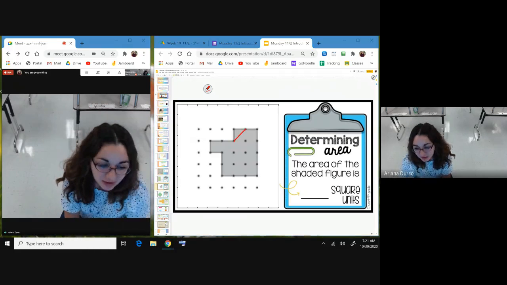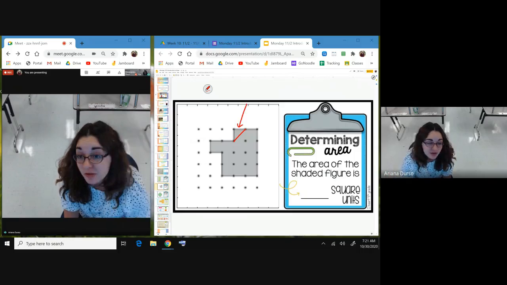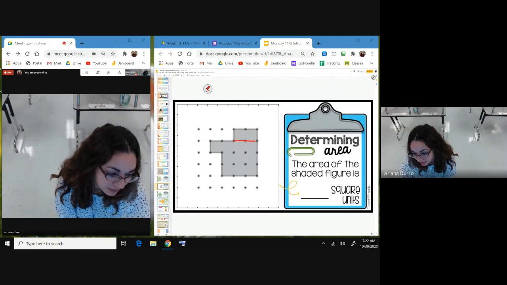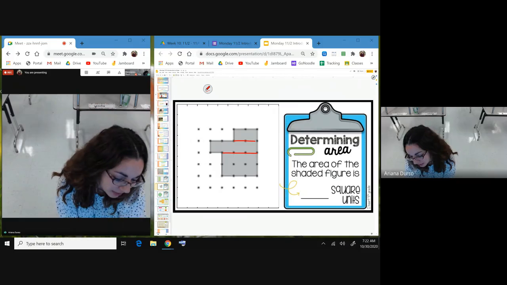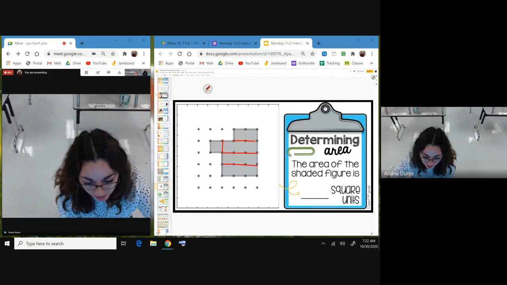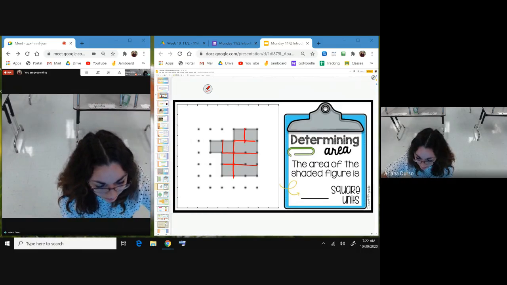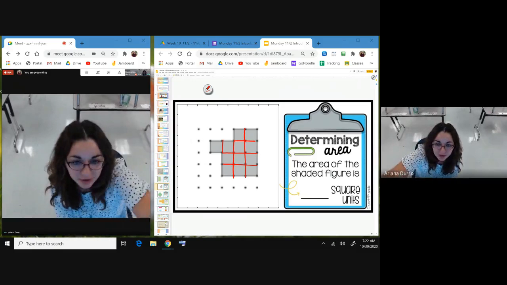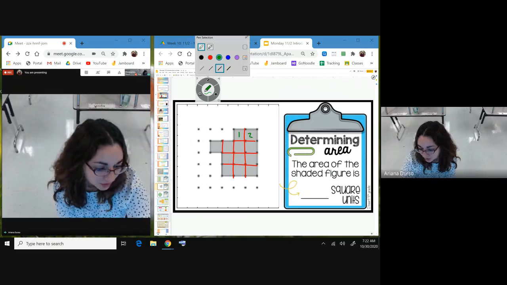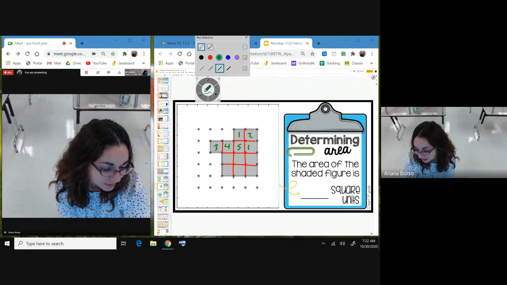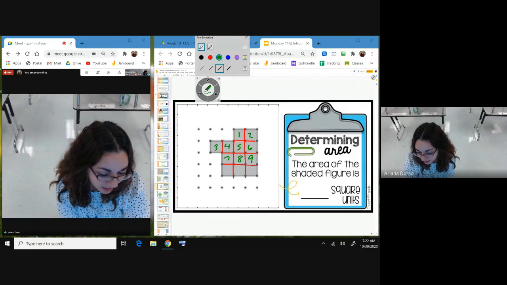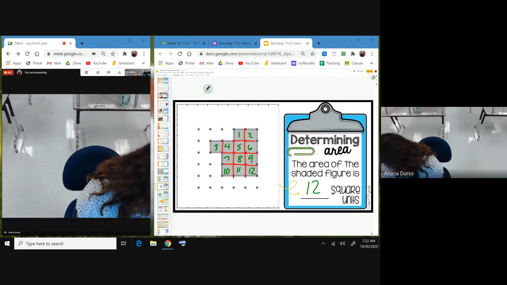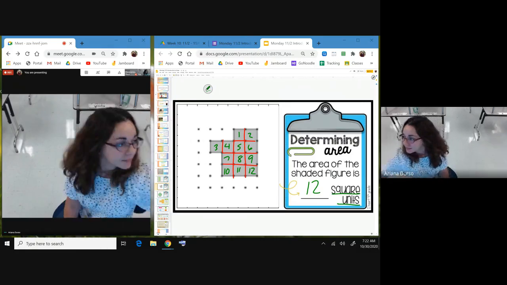Now, we don't want to connect dots like this because this is not a unit square. This is a triangle. So instead, we're going to connect the dots this way. We're going to go across like rows, and then we're going to go up and down like columns to let us find the area of this shape. So now my shape has squares, and I can find its area. 1, 2, 3, 4, 5, 6, 7, 8, 9, 10, 11, 12. So my area is 12 square units.